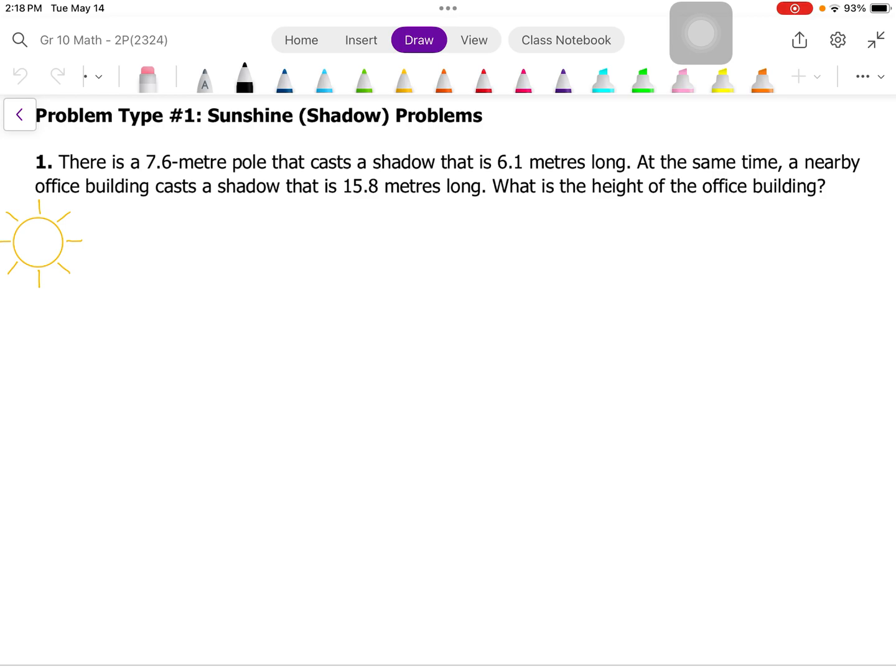So in this first question, we have a pole that is 7.6 meters tall, and it is casting a shadow that's 6.1 meters long. And then there's also an office building, and that has a shadow that is 15.8 meters long. And the question that we want to know is, what's the height of the office building? So we have our sun shining, and then we have our building. And because of the building, it's blocking out some of the sun, so we have a shadow that is being cast. And the building is hopefully built at a 90-degree angle to the ground.